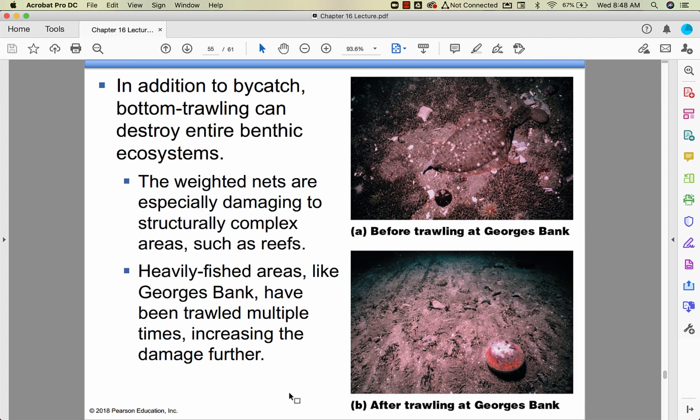Bottom trawling destroys benthic ecosystems, right? So there's your flounder, right? Before trawling at the Georges Bank, this is what the benthic ecosystem looked like. And afterward, this is what it looks like. It's a moonscape. There's not anything even remotely resembling what it looked like before, because these trawlers are weighted and they just scrape everything up. It makes me sad.